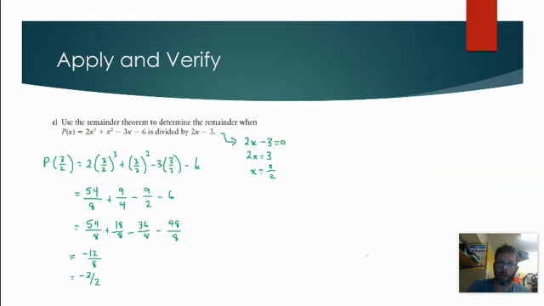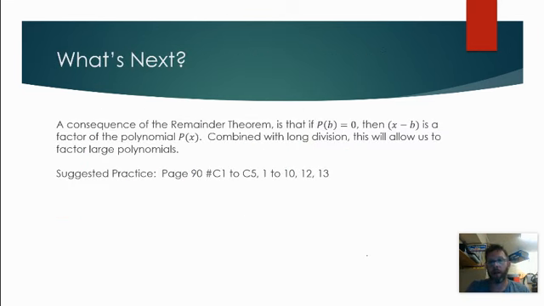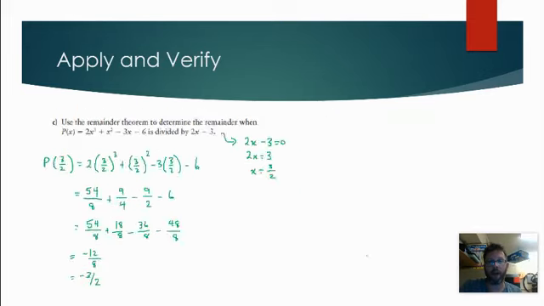All right, guys, great job. For a second there, I was like, oh my gosh, we have more, but no, that's it. Where are we heading next? So as we saw, sometimes the remainder is 0. And what that means is that the binomial you're dividing by is actually a factor of the polynomial. So if we can use our remainder theorem combined with long division, we can take large polynomials and factor them.